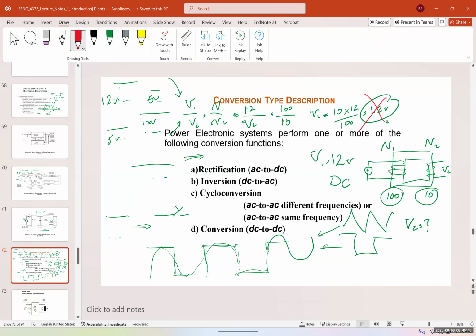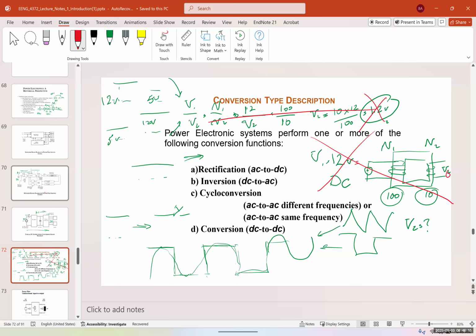That's completely wrong. Why? Because we don't have such a thing as a DC transformer. A transformer only works on an AC signal. So if you give it 12 volts DC, you're going to have 0 volts out. This was a trick question from FE. A transformer only works on an AC signal.